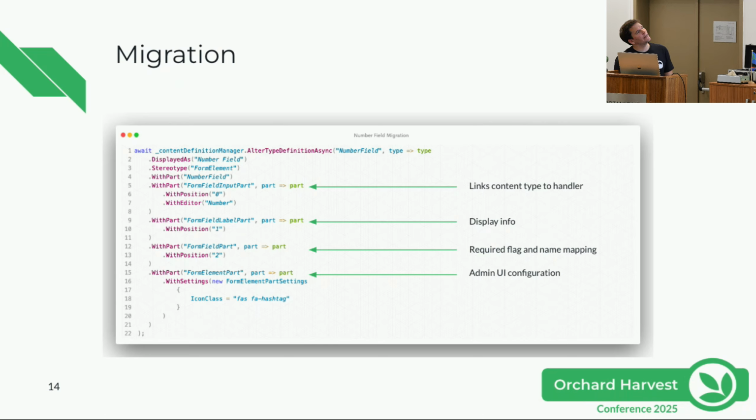The form field input part links to a list of various parts and makes sure that the editor that is viewed is the right editor for that particular input field. Then we've got the form field label, which is the display info for the content type. And then we've got form field parts, which is the required flags and other types of mapping. And the last one makes sure that the right icon is displaying when you see the big picker for the input field. So that's how you make sure that you have the right icon there.